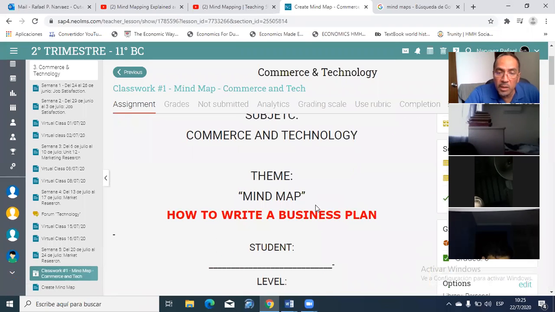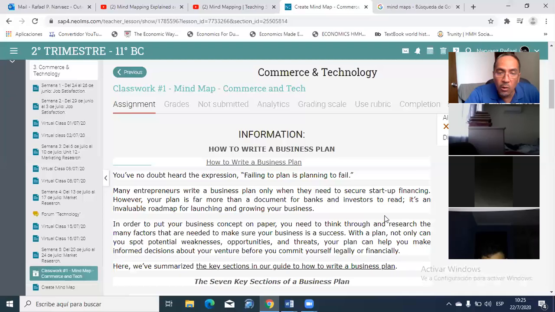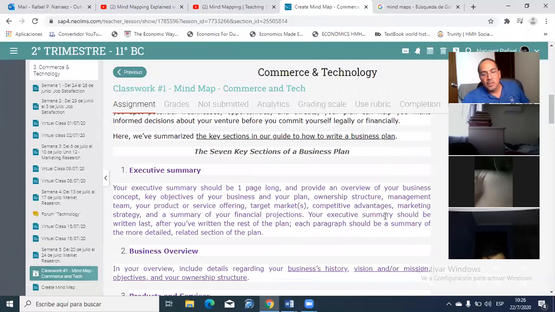In the middle, remember, you need to write how to write a business plan. Now over here you've got all the information that you need. As you see, everything is in here. So in purple color, these are going to be the branches. Now inside the branches, you're going to mention different aspects that you need to accomplish in this session.